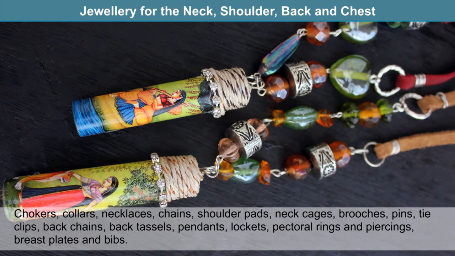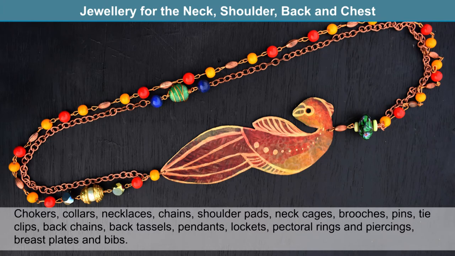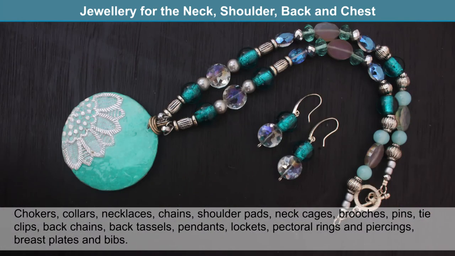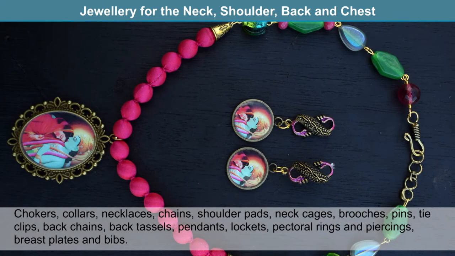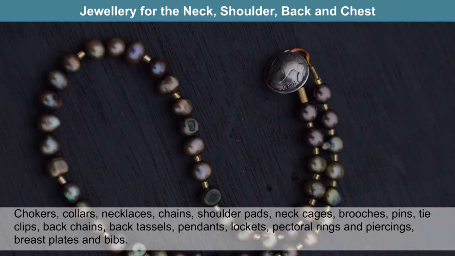Moving on, let us list the jewelry for neck, shoulder, back, and chest. First, what I can think of is a choker, followed by collar, necklaces, and chains of various lengths, thicknesses, and proportions. Shoulder pads, neck cages, brooches, pins, tie clips, back chains, back tassels, pendants, lockets, pectoral rings and piercings, breastplates and bibs. Some of these jewelry might seem absolutely new to you, but they are in fact extremely ancient. Did you know that the Mayans used to wear pectoral rings and piercings in gold? The men wore such fantastic breastplates, ornate, that were completely embossed. Many of them are now displayed in famous museums around the world.